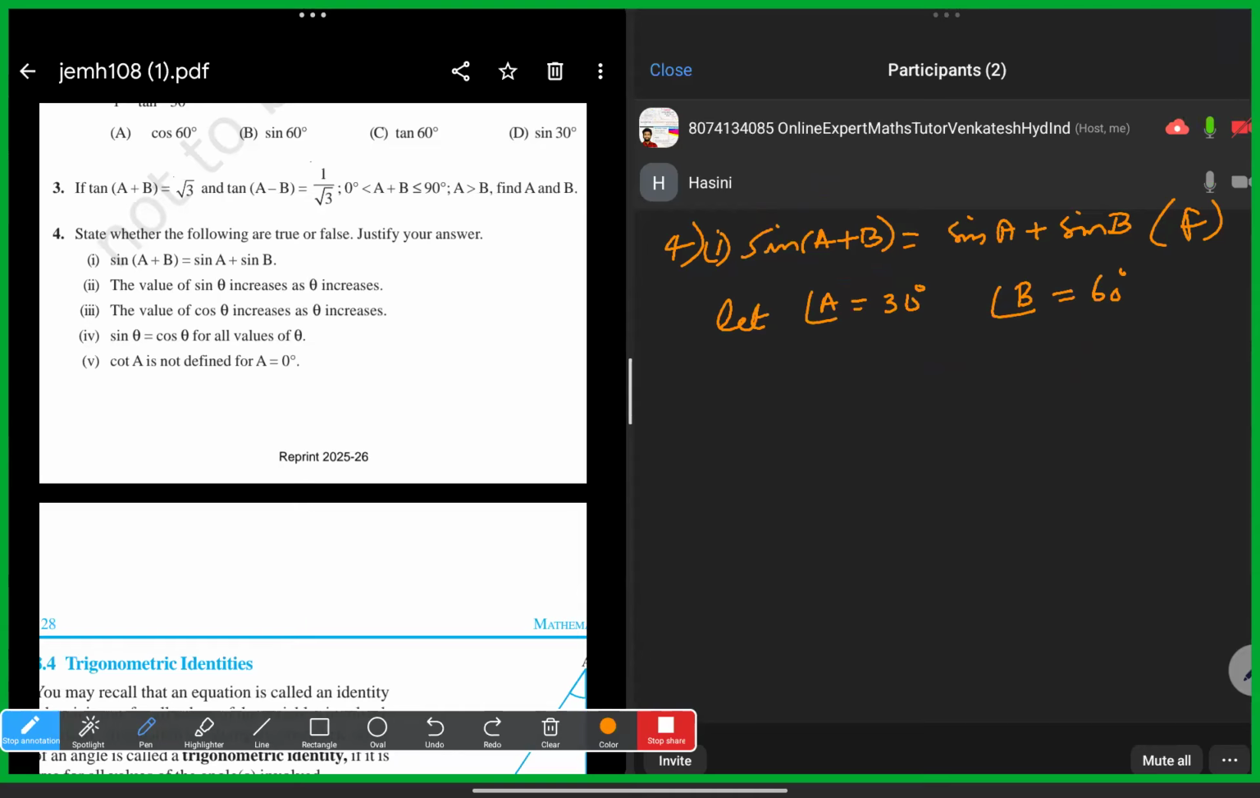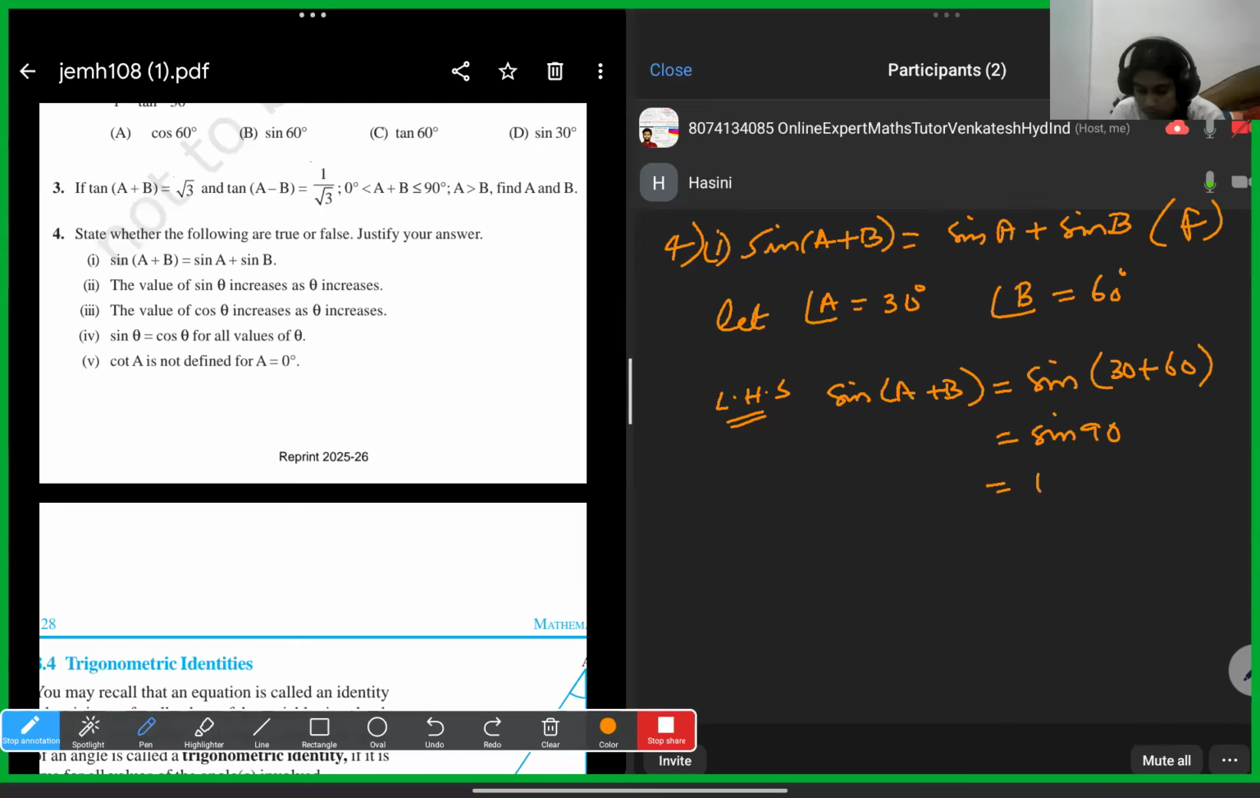Okay, Hasni. Now I am doing the LHS. LHS is sin(A plus B). Whatever angles we selected, we'll keep here. 30 plus 60 means sin 90. Sin 90, how much, Hasni? 1. Now we'll check the RHS. We'll verify with the RHS. If both come out equal, then it's true.